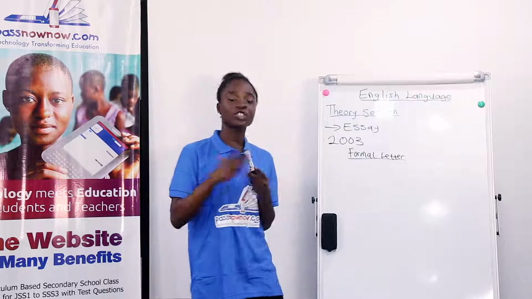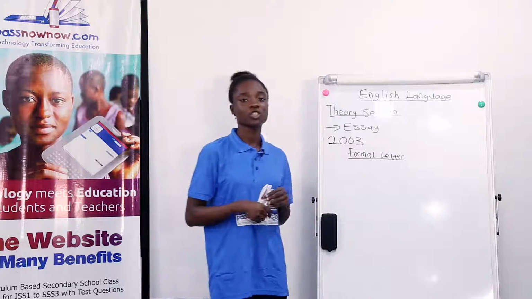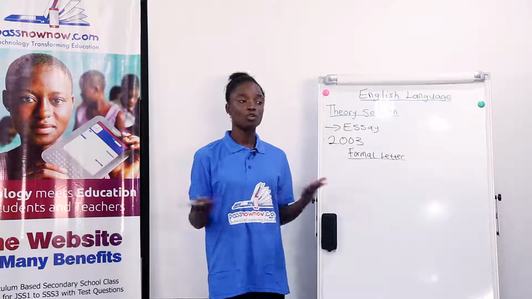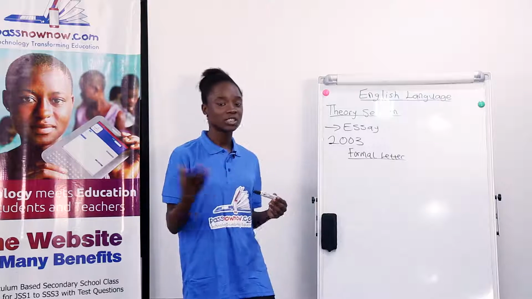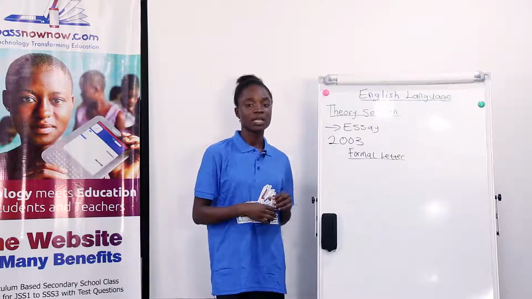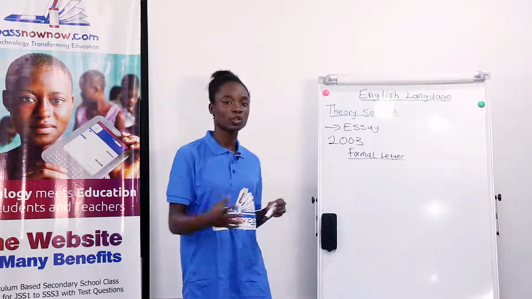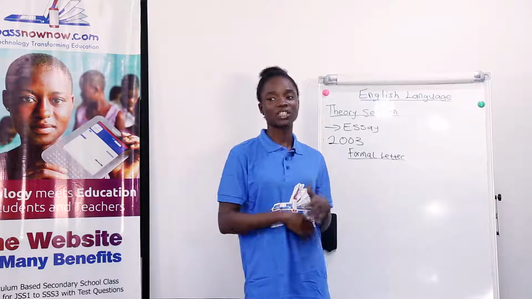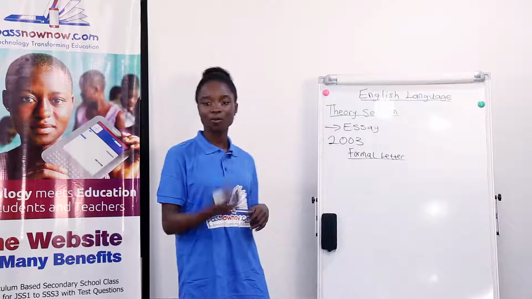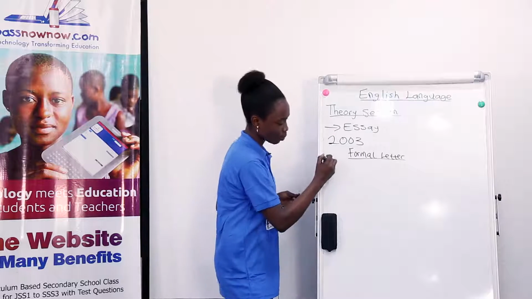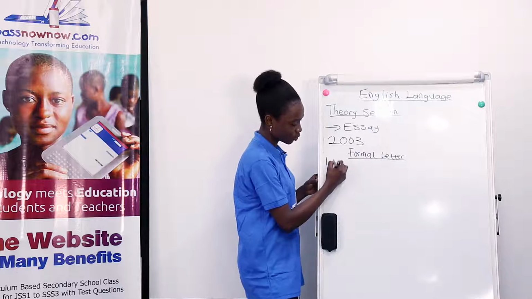Formal letters are official letters written to people in authority such as the president, the governor, local government chairpersons, the principal in school, and other distinguished members of society. It's an official and formal letter that does not include the exchange of pleasantries and sharing of informal or unofficial matters. In writing a formal letter, number one, you write your address as the writer, the address of the writer.